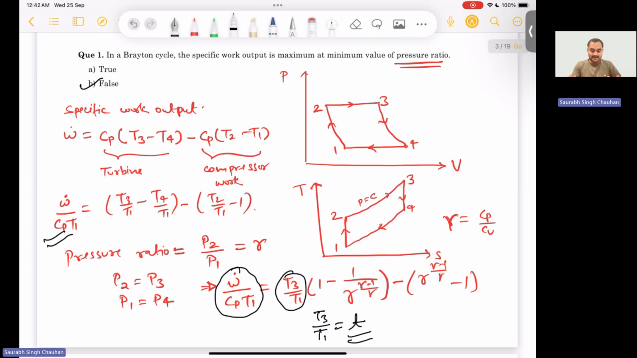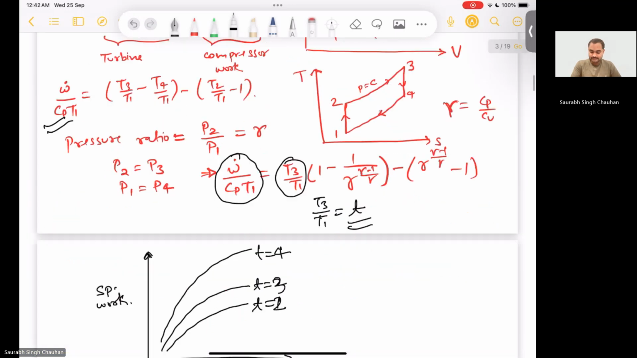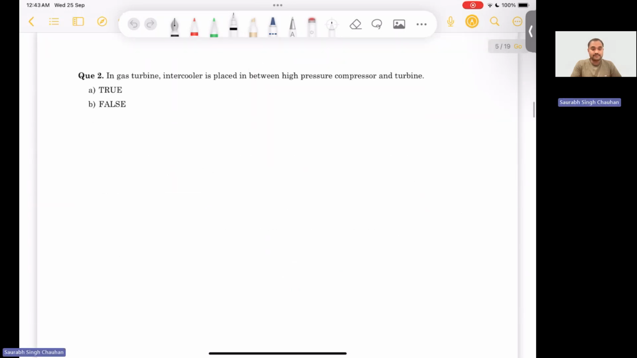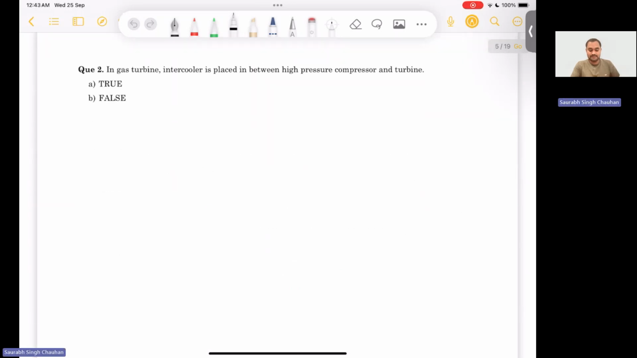I hope that these definitions, and a little bit about this formula, how we calculate the specific work output and how it is dependent on pressure ratio, are clear. This is very important because many upcoming questions will be related to these concepts. So if it is clear, then we can move to question number 2.